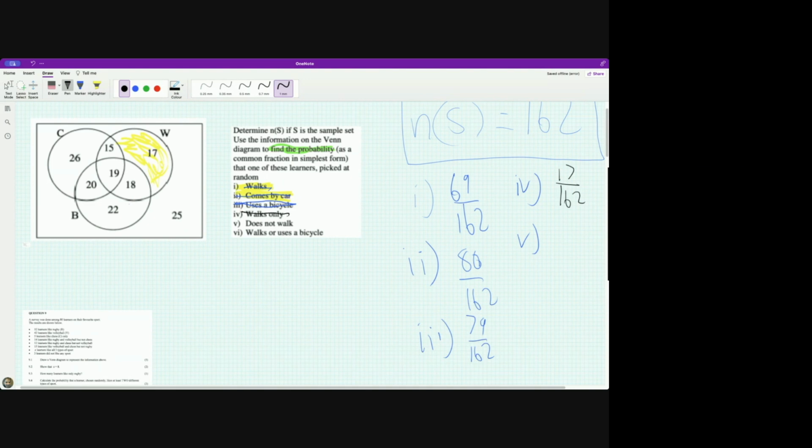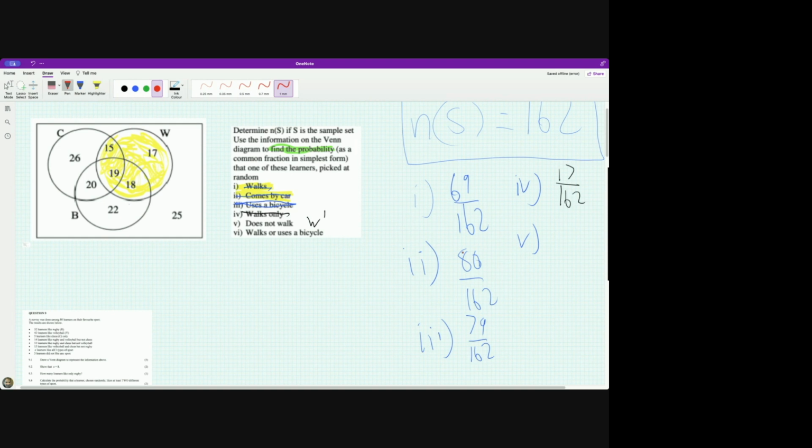Does not walk. Now, does not walk, in fancy notation, we say dash. So you're not allowed to be any of the people in yellow. That's the hint I'll give you. You're not allowed to walk to school. But everyone else is invited to this probability party. So what's the answer for that going to be?